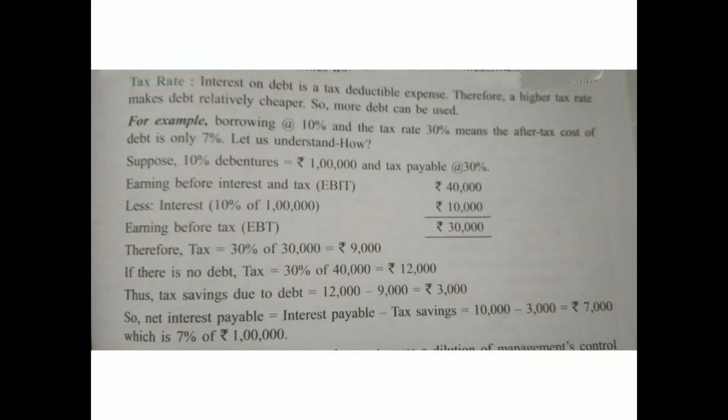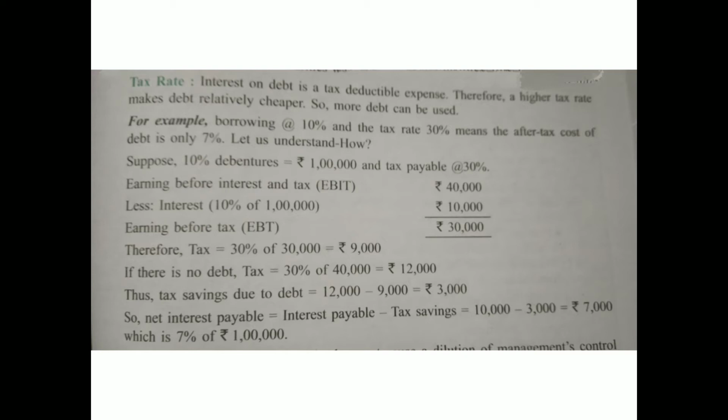Let us understand it. Say here we are given 10% debentures in place of bank loan. Here we have taken debentures in our example. We are say raising our fund through debenture at the rate of 10% and tax payable on our income is 30%. So in the first case, our earning before interest and tax is given as 40,000. From that, as you know, we have to deduct I, that is interest first. So 10% of 1 lakh debenture is rupees 10,000. So earning before tax would be 30,000.